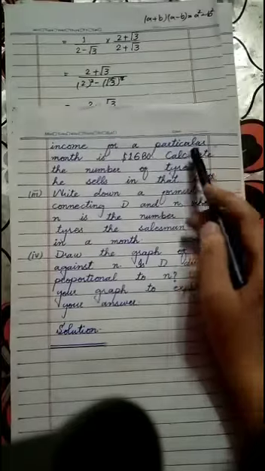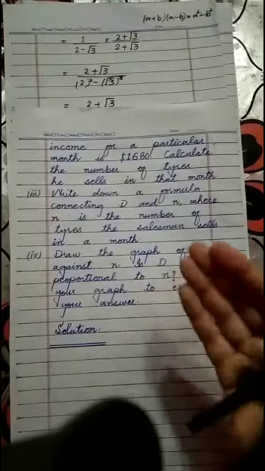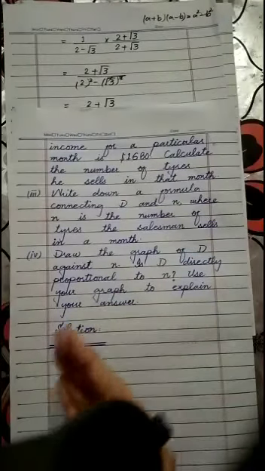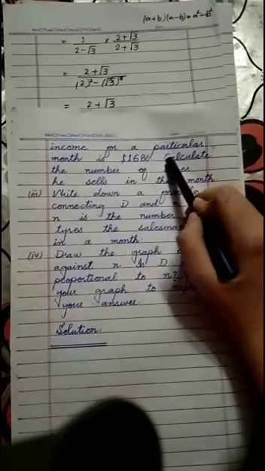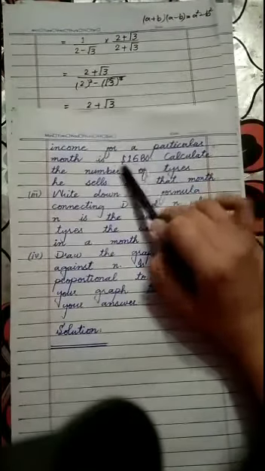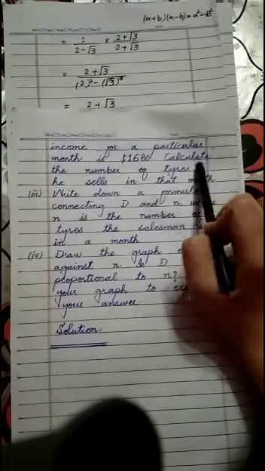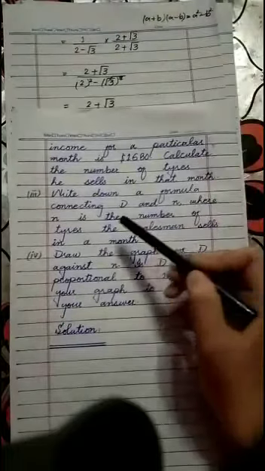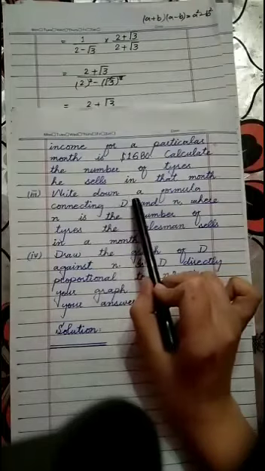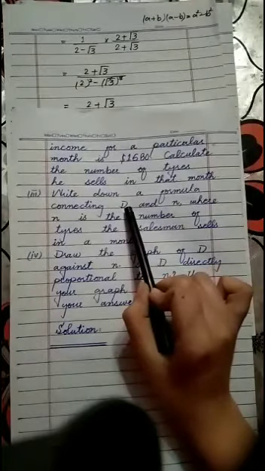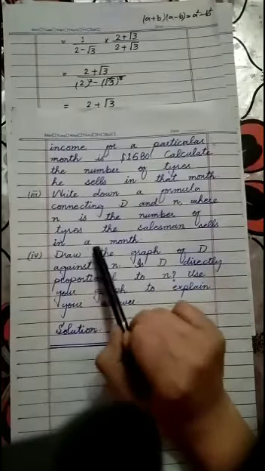In part 1, what was given? Tires were given, 95 tires extra he sold, and it was required to find how much money he got in that month. But in part 2, extra salary is added, the amount is given, and it is required to find how many tires he sold in that month. Okay, the third part is, write down a formula connecting D and N. We have to write a formula connecting D and N, where N is the number of tires this salesman sells in a month.